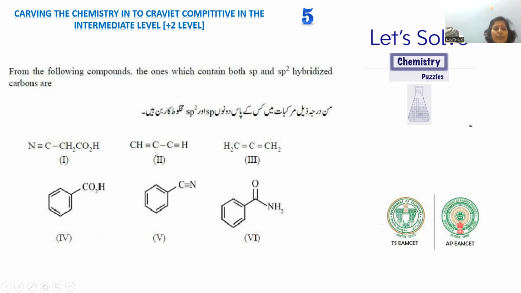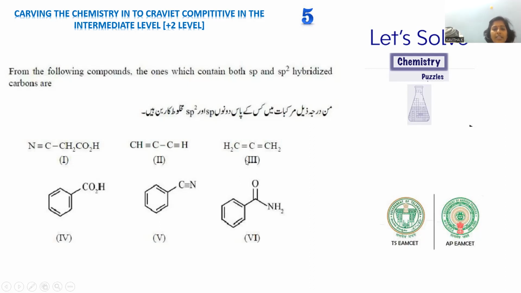Let's go with the second one. In the second compound, all the carbons are bonded with triple bonds only. Three carbons are triple bonded, so the three carbons are only sp but not sp2. It will not be included. So option number 2 will be excluded.